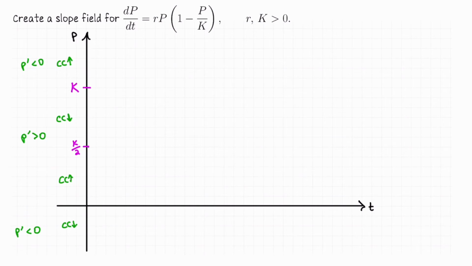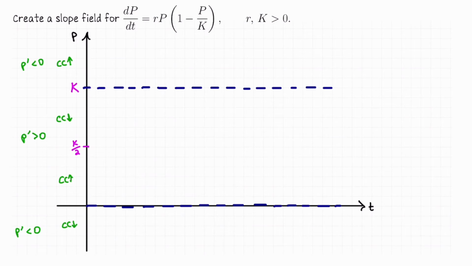Okay, let's add those equilibrium solutions at 0 and k. So if the population is k, it stays there forever. Likewise, if it's 0, it's a little bit harder to see, but you can also just keep in mind the t-axis is an equilibrium solution.